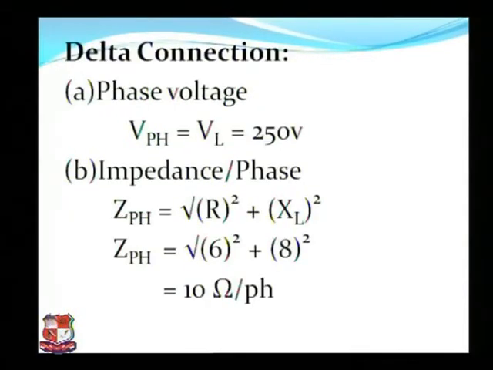The first one, starting with the delta connection. For the delta connection, we have to find the phase voltage, phase current, line voltage, and line current. Starting with the phase voltage, as we all know, the phase voltage for delta connection is equal to the line voltage. So the equation becomes VPH equals VL, phase voltage equals line voltage, and the given line voltage is 250 volts. So ultimately we get our phase voltage as 250 volts. So in a delta connection, the phase voltage becomes 250 volts.